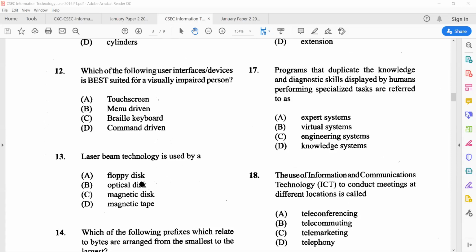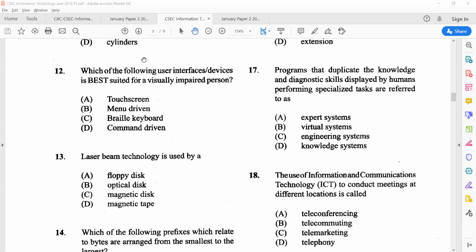Which of the following user interfaces or devices is best suited for a visually impaired person? C, sir. Right. So look, we have this keyword again, and they normally have it in all caps. Best suited. So when you see that, reading the answers now, more than one answer may be applicable, right? So it's for a visually impaired person.